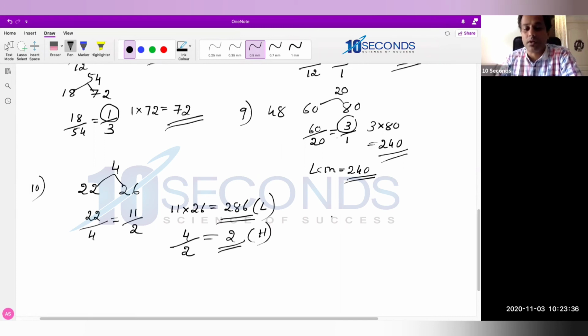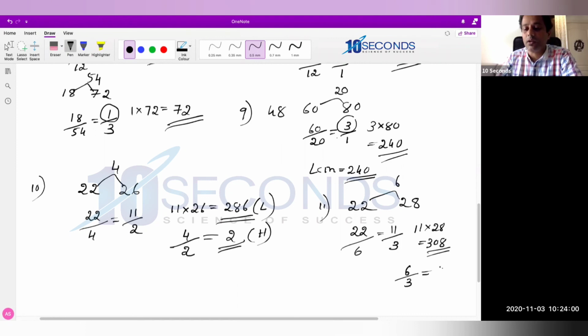Last one, if I take, say, 22 and 28 this time. So difference 6. 22 divided by 6 equals 11 divided by 3. LCM 11 into 28, 308. HCF 6 divided by 3, 2 is HCF. Very, very simple.